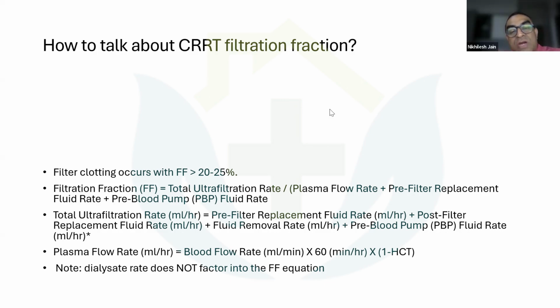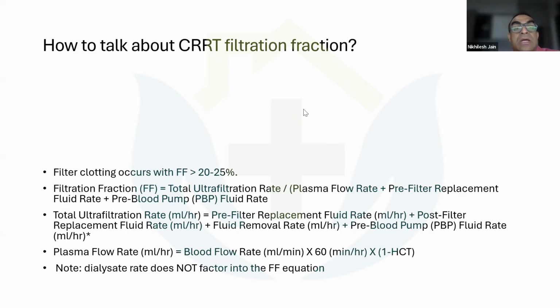So plasma flow rate in mL per hour is equal to blood flow rate in mL per minute. Again, blood flow rate is in mL per minute, remember that, into 60 minutes per hour, into 1 minus hematocrit. Please note that dialysate rate does not factor into your filtration fraction equation. It never comes into play here, right?